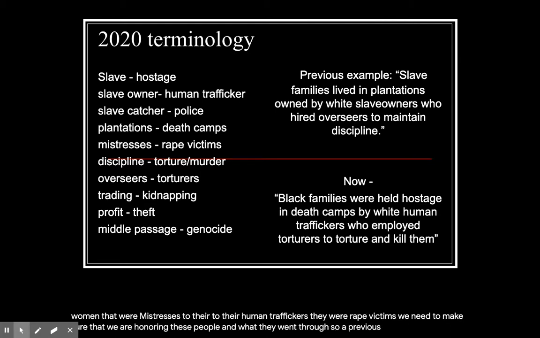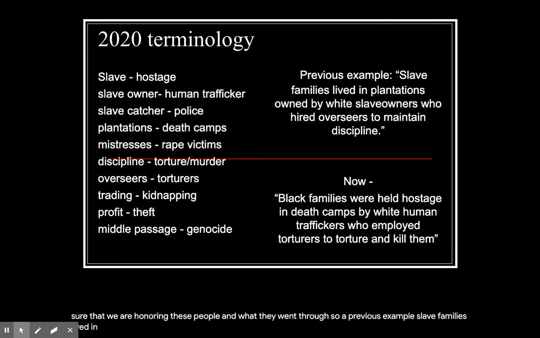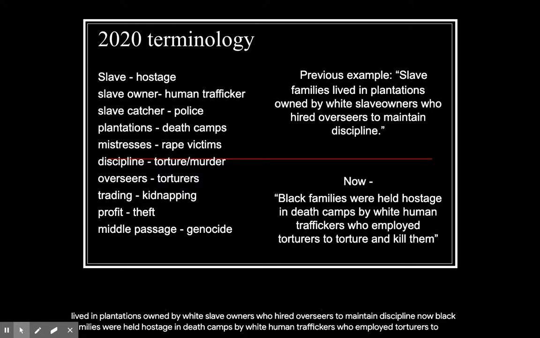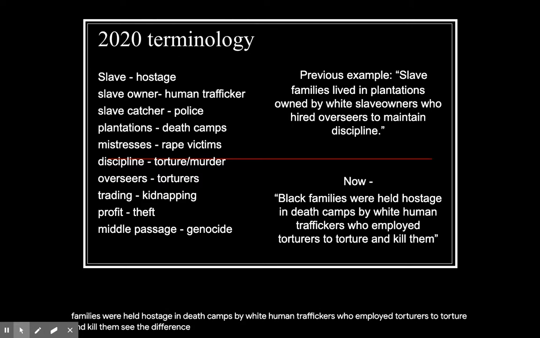So, a previous example: slave families lived in plantations owned by white slave owners who hired overseers to maintain discipline. Now: Black families were held hostage in death camps by white human traffickers who employed torturers to torture and kill them. See the difference?